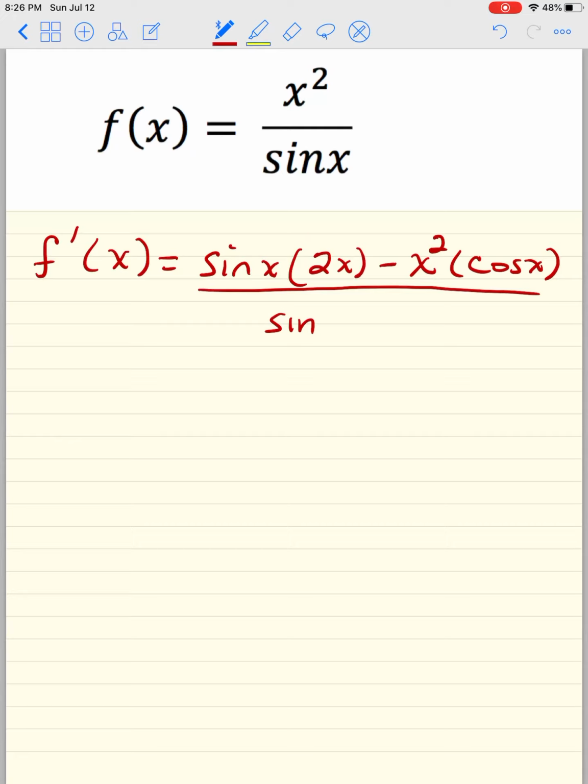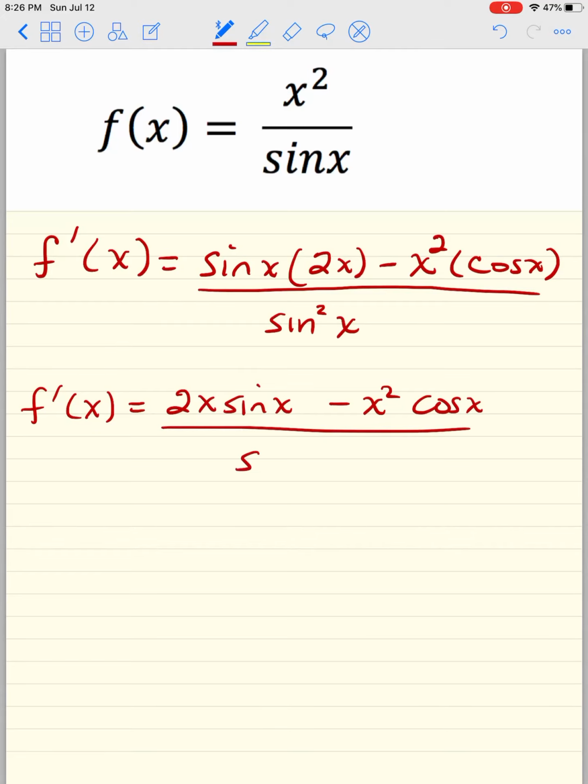Now there's 2 ways of writing this. You could put the 2 there and then an x, or you can write sine x squared just like that. But you cannot put the squared next to the x without parentheses, okay? So be careful there. Let's clean this up a little bit. There's really nothing to do. You're just going to put the 2x times sine x minus x squared times cosine x, all over sine squared x, and you are done.